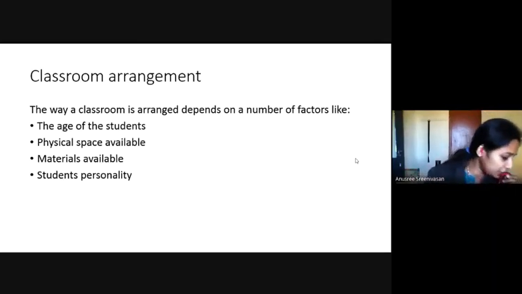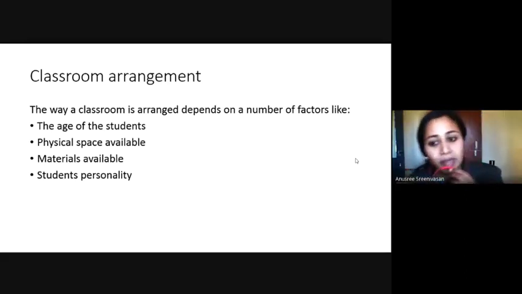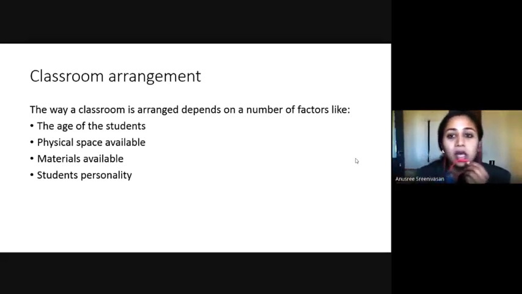And the way a classroom is arranged could depend on a number of factors, like the age of the students. That means younger age or adult learners, whatever is the age of the student. Then physical space available. Then materials available. Student personality. So you can arrange your classroom according to the way you want it best fitted.